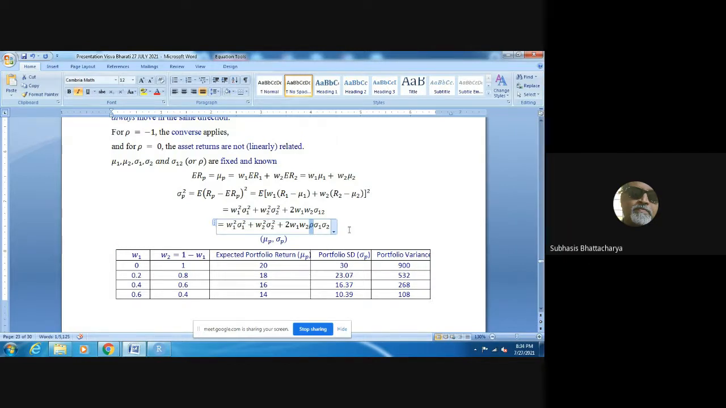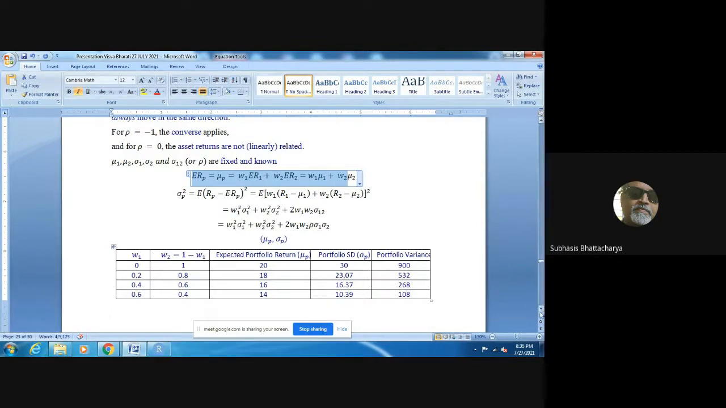So considering this equation, first suppose W1 is 0. That means this term is 0, and W2 is 1. Now sigma p is 30, and 30 squared is 900. So you can estimate sigma 2 from here. In this way, considering different observations, you get different values of sigma 1 and sigma 2, and similarly from the expected return you can get different values of mu1 and mu2, considering different values of W1 and W2, that is, in which proportion you put your money in different assets, and you get the returns.